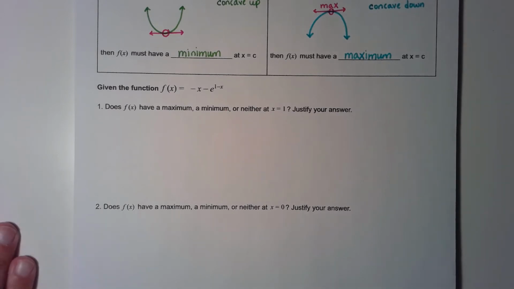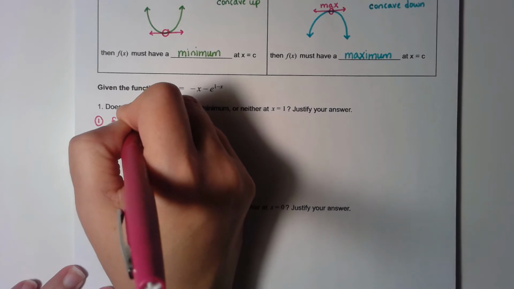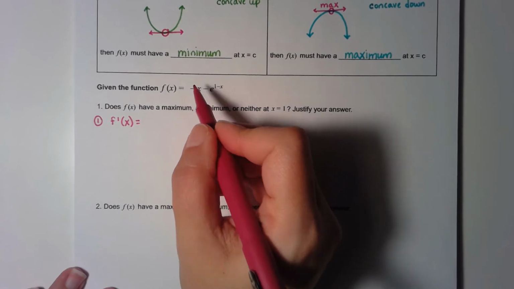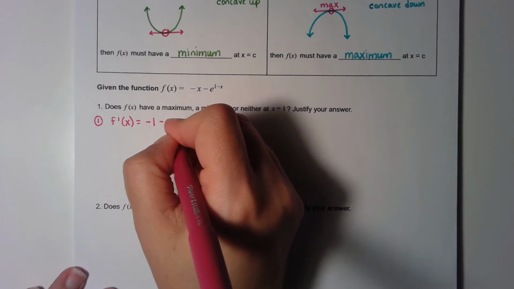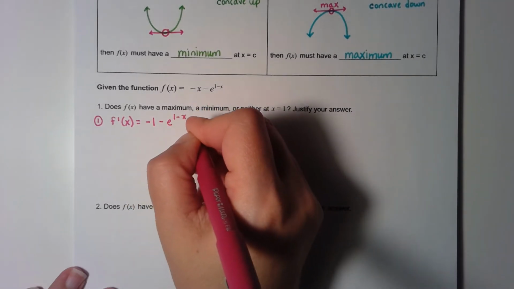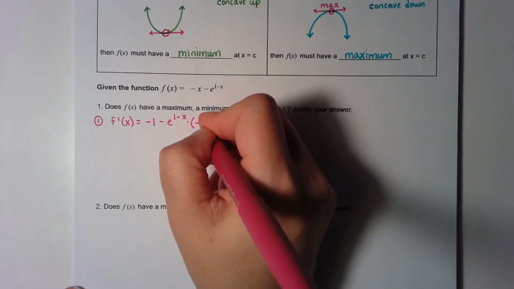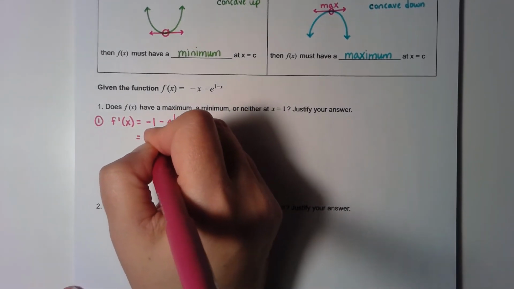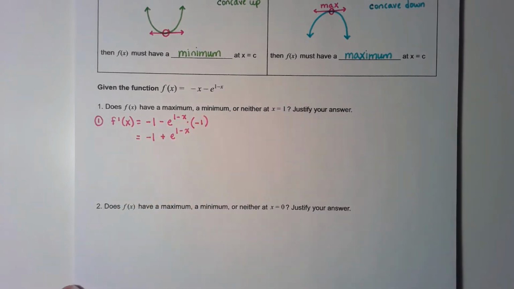Well, when that happens and you have a specific x value to test, the first thing that I would do is find the first derivative of our function and plug in that number. So let's find the first derivative. If we find the first derivative, the derivative of negative x would be negative 1. The derivative of e to the something is just e to the something, but we need to apply chain rule here. The derivative of 1 is 0, and the derivative of negative x is negative 1. So the chain here is negative 1. What that means is that I can simplify this equation to negative 1 plus e to the 1 minus x.